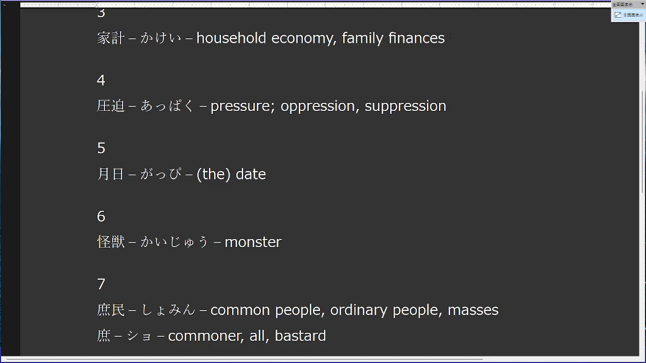Kakei desu. Kakei, or household or family finances. Kakei desu. Kakei, or family finances.